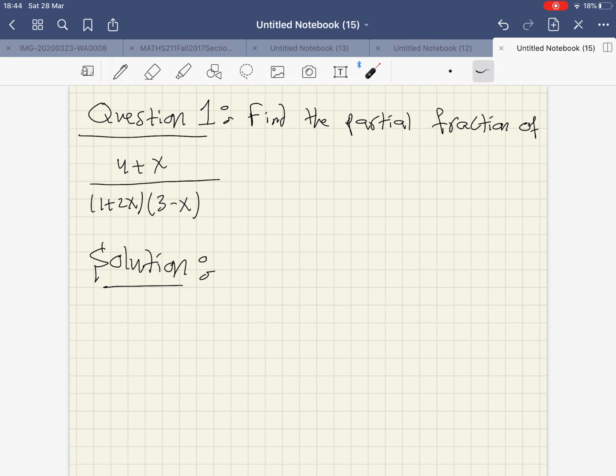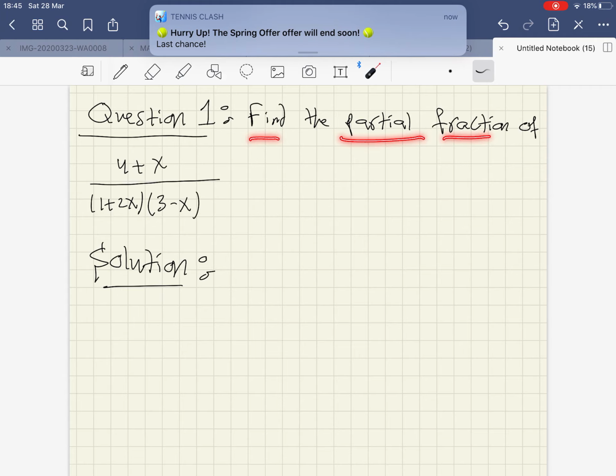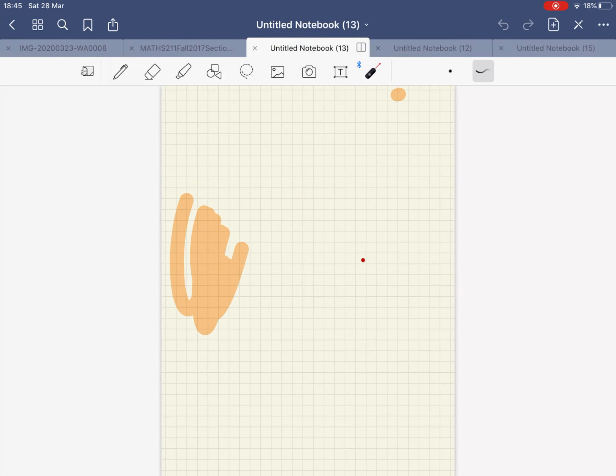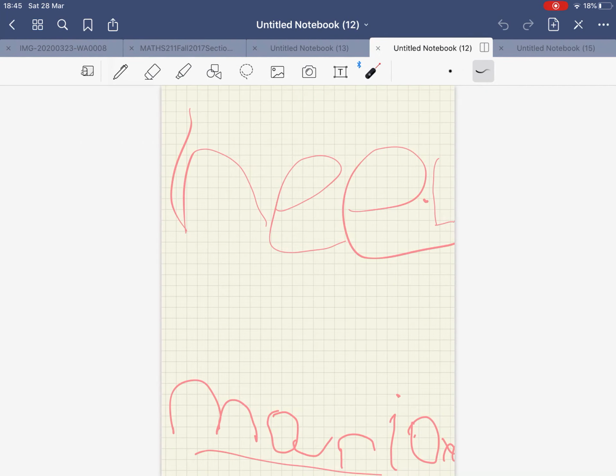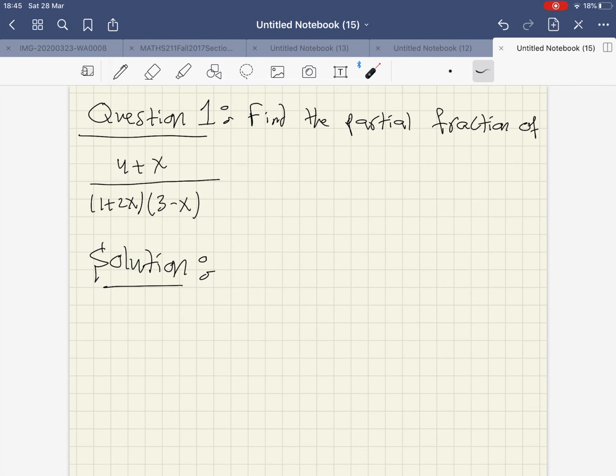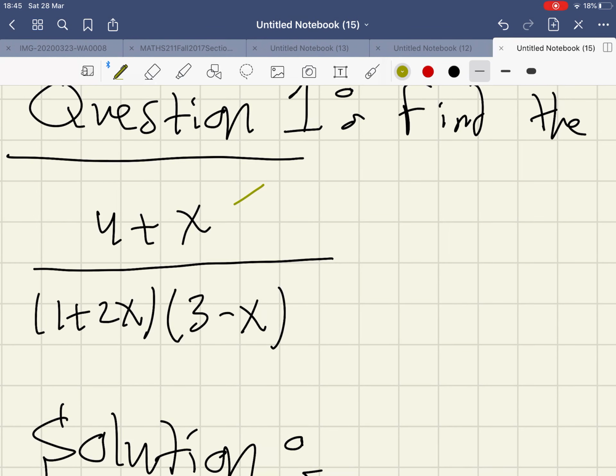The first example is find the partial fraction of this function. We see it in the first example. Okay. The first step, you need to tell me what is the degree of the numerator. The degree of the numerator is equal to 1. Now, what is the degree of the denominator?